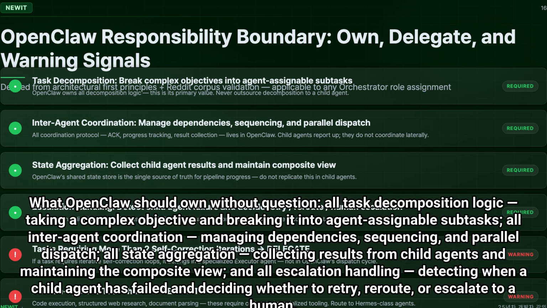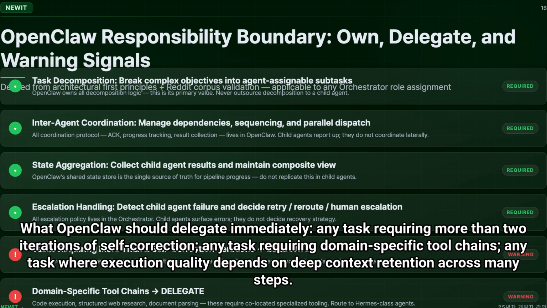What OpenClaw should own without question: all task decomposition logic, taking a complex objective and breaking it into agent-assignable subtasks, all inter-agent coordination, managing dependencies, sequencing, and parallel dispatch, all state aggregation, collecting results from child agents and maintaining the composite view, and all escalation handling, detecting when a child agent has failed and deciding whether to retry, reroute, or escalate to a human. What OpenClaw should delegate immediately: any task requiring more than 2 iterations of self-correction, any task requiring domain-specific tool chains, any task where execution quality depends on deep context retention across many steps.